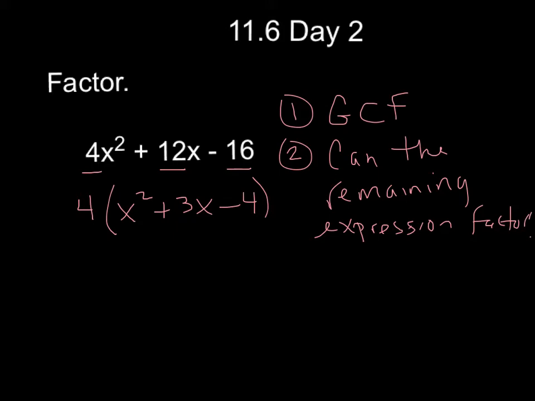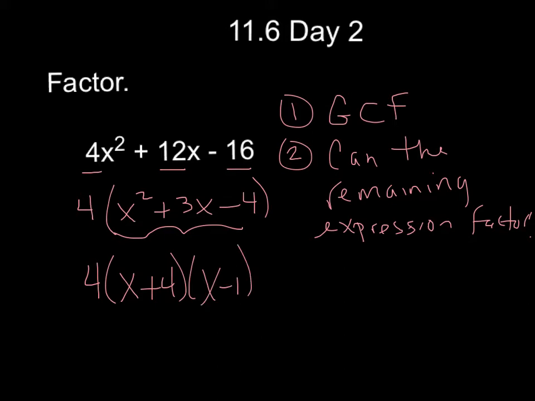Okay. So can we factor x squared plus 3x minus 4? Is there anything that multiplies to negative 4 but adds up to 3? And the answer is yes. So that would be x plus 4 and x minus 1. And now what we have here is an expression that we would say is completely factored.